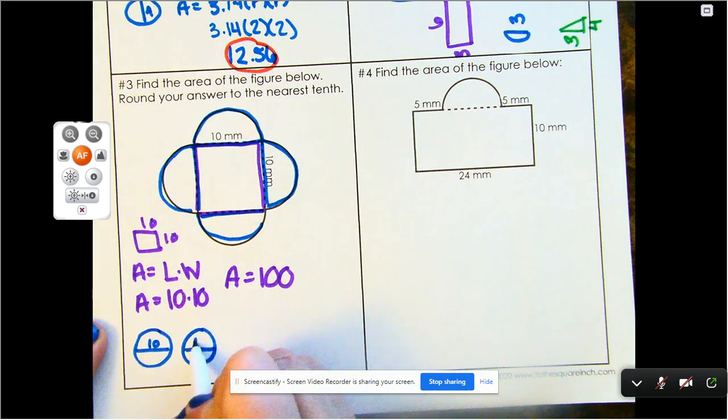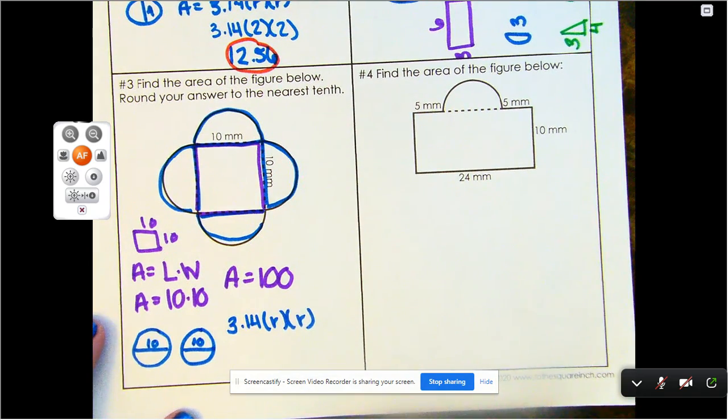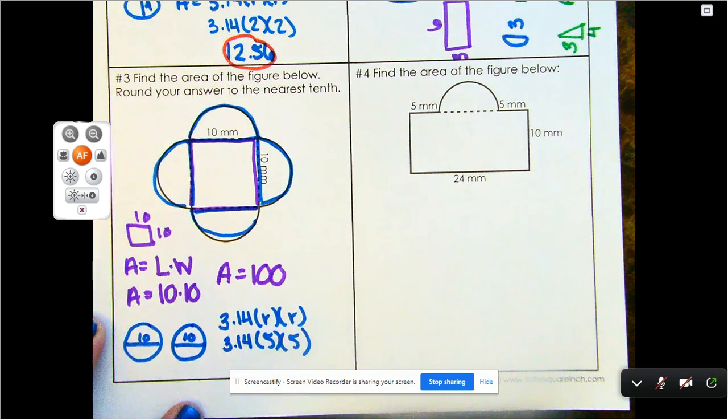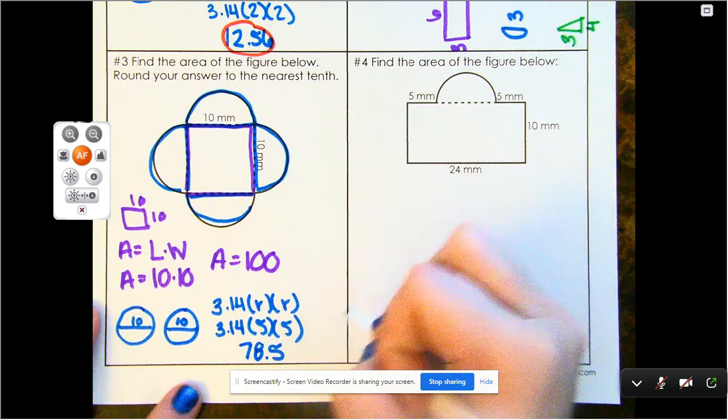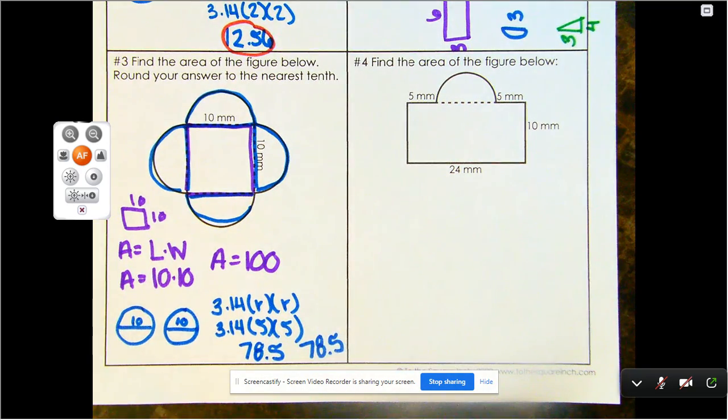Now let's remember that my area formula again uses radius. The picture gave me the diameter as a piece of information, but I can cut that by half. So 3.14 times 5 times 5 is 78.5, and there were two circles. So this was the area for one. Let's put another 78.5 on there, so I have two accounted for.